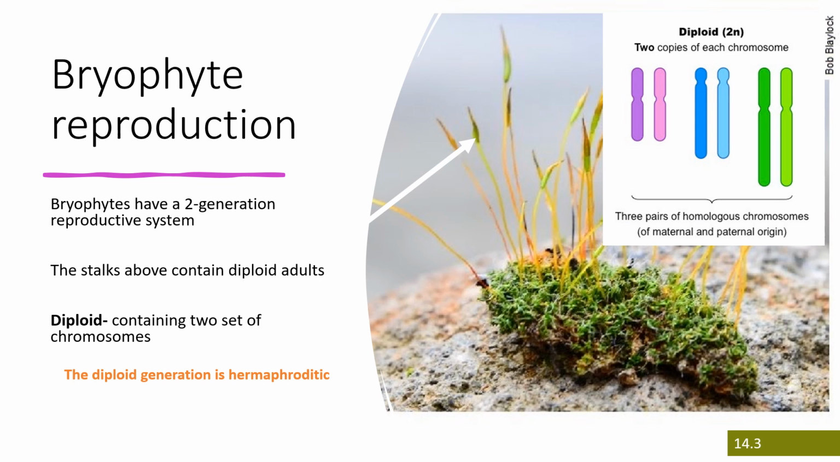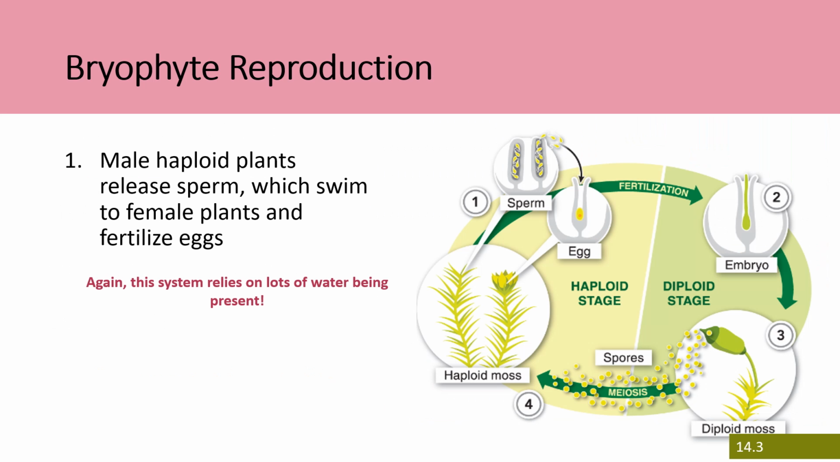In the stalks of the moss are diploid adult mosses. They each have 2 sets of chromosomes, and they're hermaphroditic. So let's look at how this complex reproductive cycle works. We start with a haploid spongy moss. The male haploid moss releases sperm into water. Those sperm swim to female haploid moss, where they fertilize the eggs.